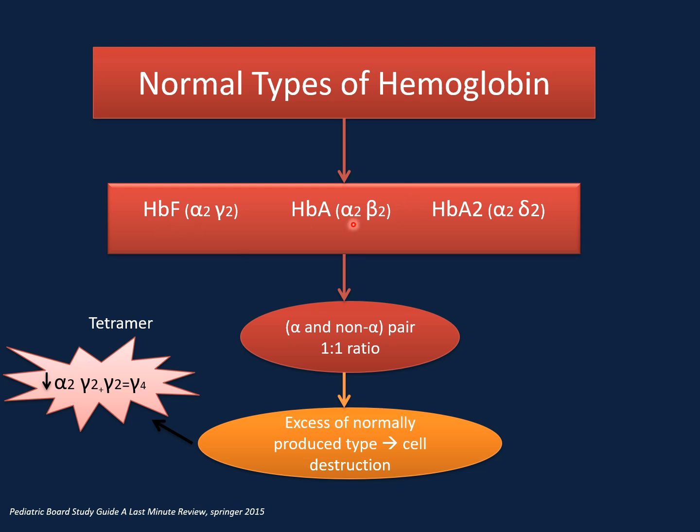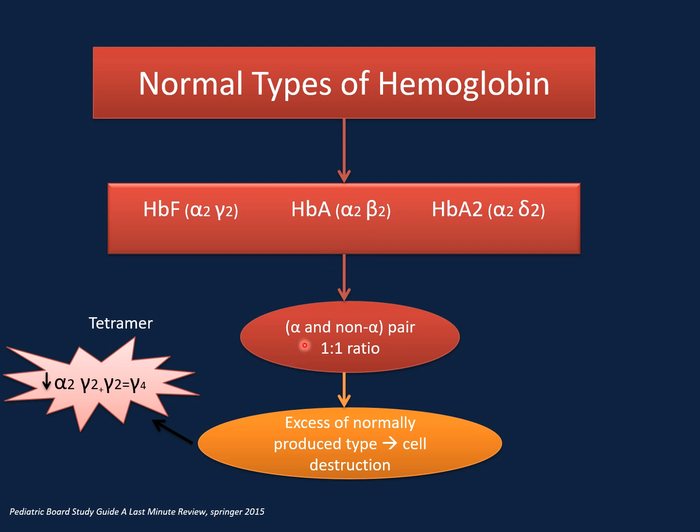Another example: in cases of beta thalassemia, if you have deficiency of beta 2, you will have accumulation of alpha 2. So you will have alpha 2 plus alpha 2. This will give you alpha 4. And this alpha 4 is a tetramer, and this tetramer will cause destruction of hemoglobin A. Depending on the level of the deficiency of beta 2, you will have more destruction of hemoglobin A, the more deficiency of beta 2 you have. This is how thalassemia develops.